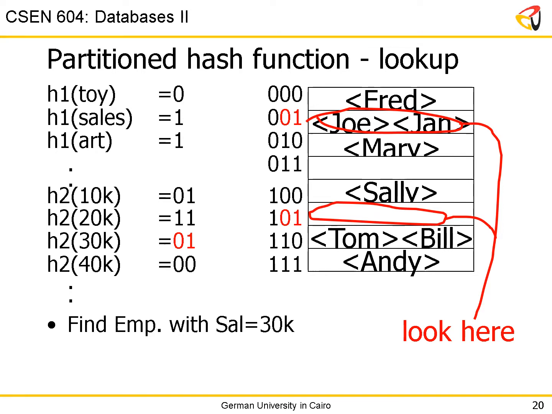But still, this is pretty good, because I will end up looking into a fraction of the index and a fraction of the pages that exist in the table. So it's still O of 1. So what this is telling you is that a partitioned hash index can answer efficiently full queries and also partial queries.